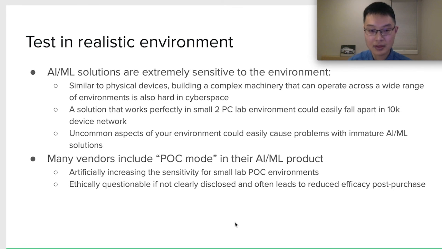In addition to that, keep in mind that many vendors include some form of POC mode in their AI/ML product to artificially increase the sensitivity for small lab POC environments. If not clearly disclosed, these practices are somewhat ethically questionable and often lead to reduced efficacy post-purchase because the POC mode cannot be turned off in real-world deployments.